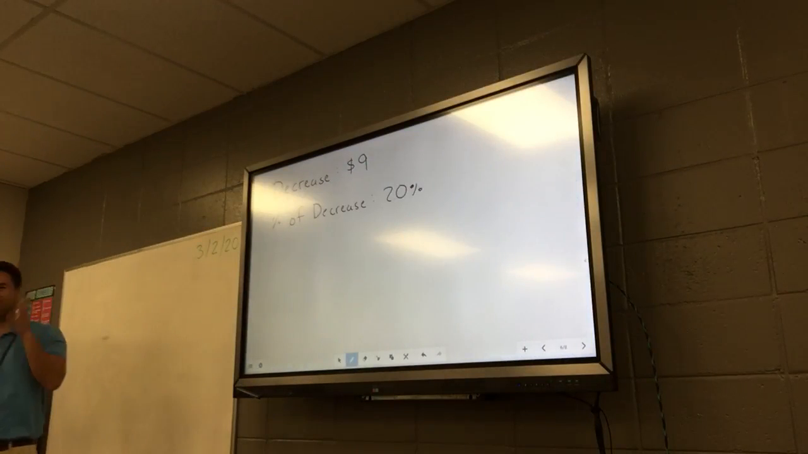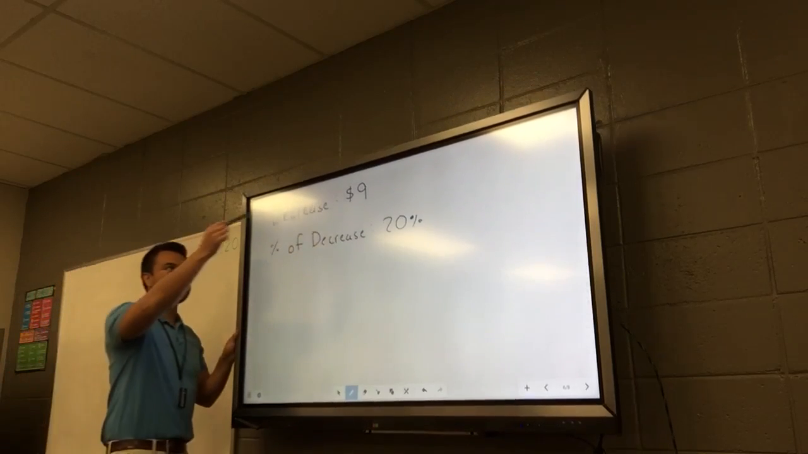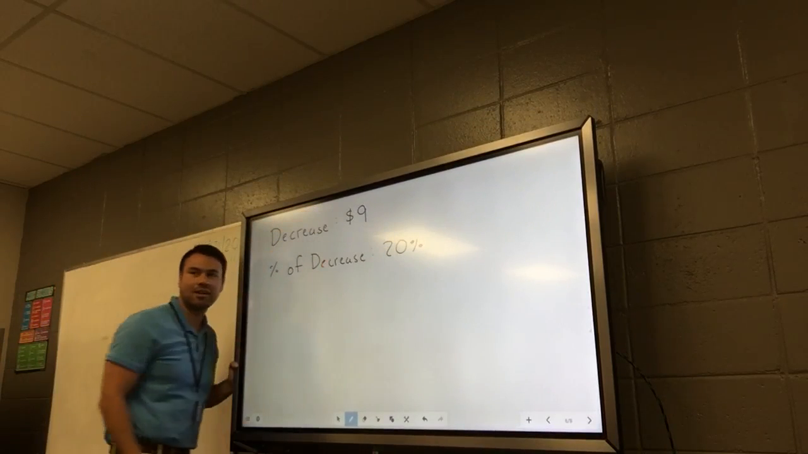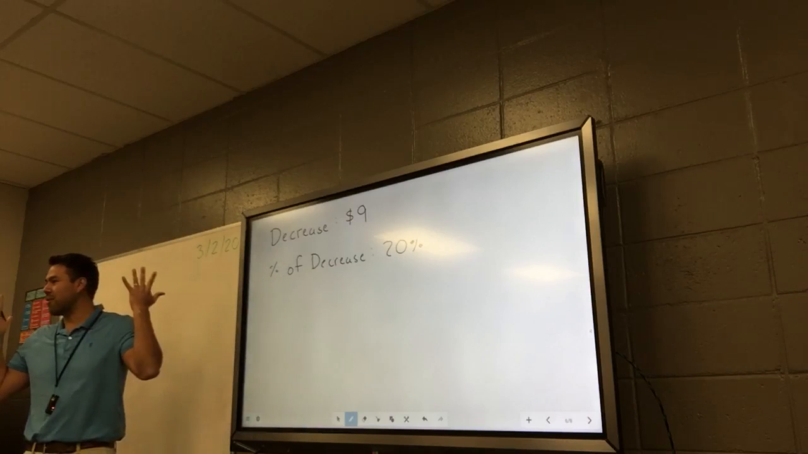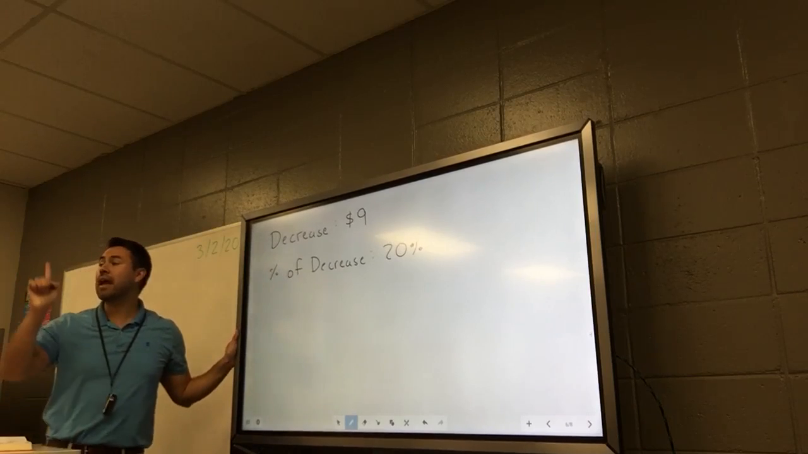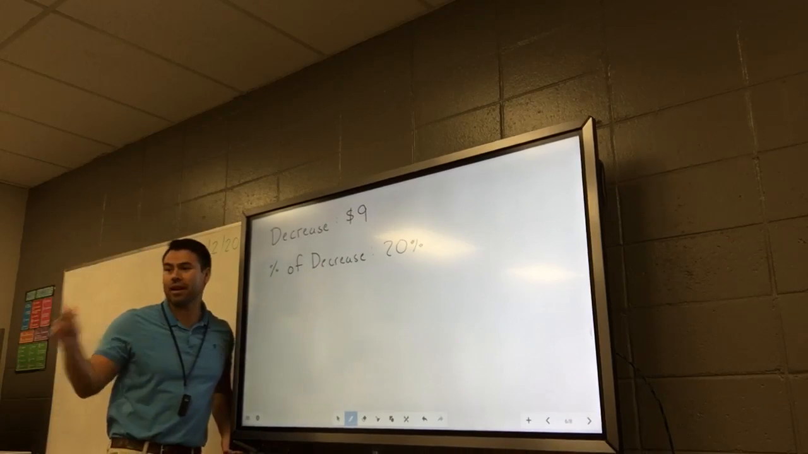It's a different problem. Okay, the last type of problem is look what they did for you. They gave you the amount of decrease, and they gave you the percent of decrease. So what else do they want? They want you to give me the original amount and the new amount. So you don't have any of that. Let's figure it out right now.